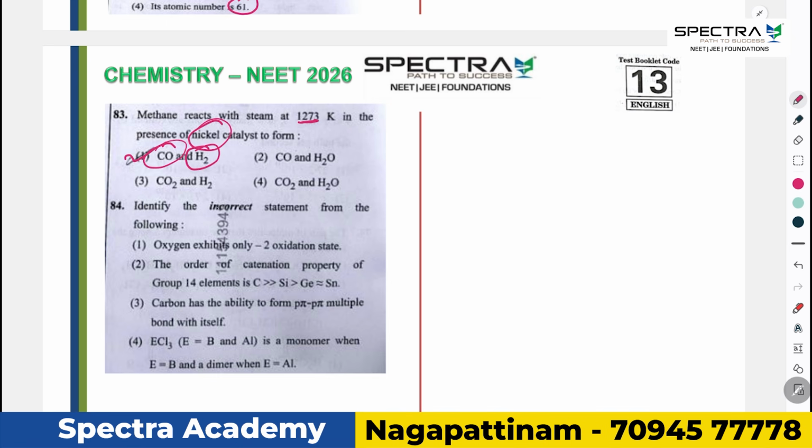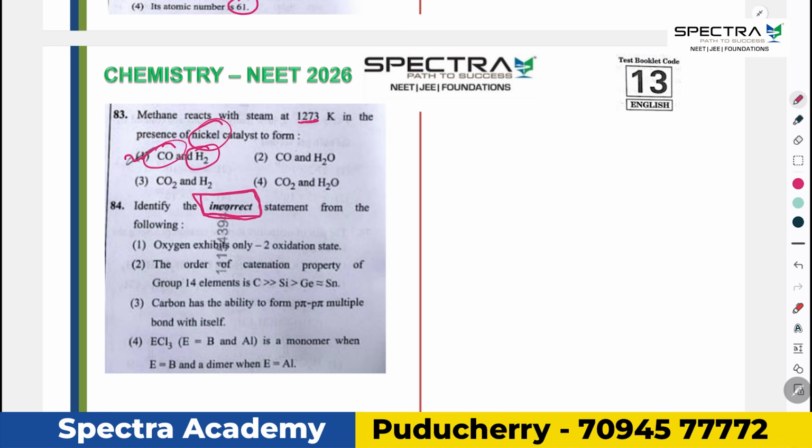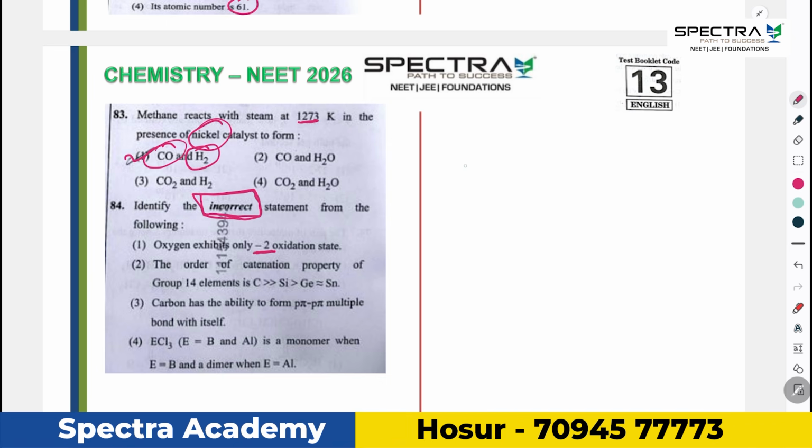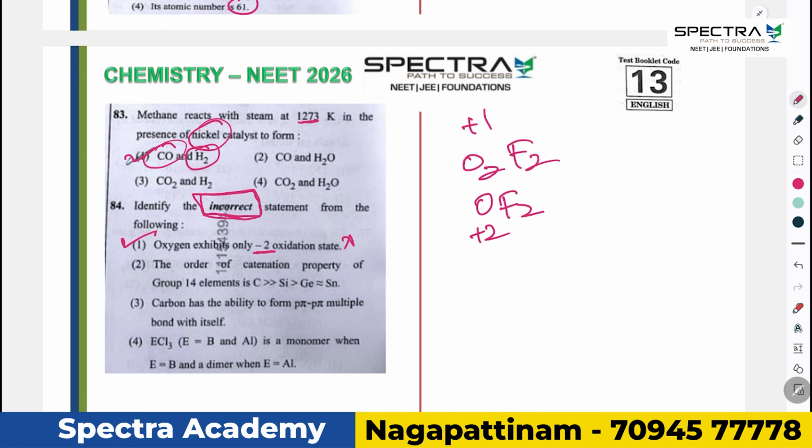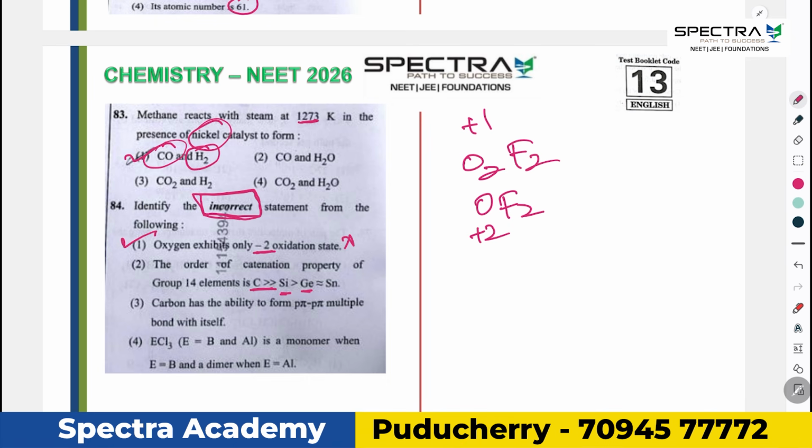84, you have to see this. They have mentioned the incorrect statement, not the correct one. The first option is that oxygen exhibits only -2. It also exhibits +2 and +1, in O2F2 and OF2. In O2F2 it is +1, in OF2 it is +2. So this is wrong. They are asking for the incorrect statement only, so this is incorrect. You can also check the remaining options. The order of catenation property of group 14 elements is carbon greater than silicon, greater than germanium, approximately equal to tin. This is correct.